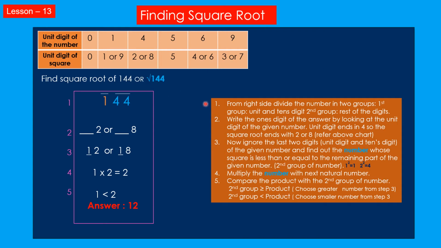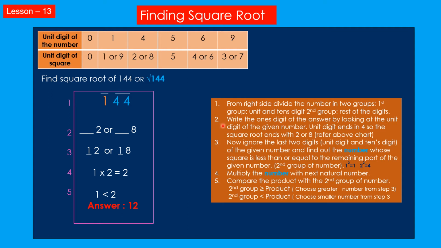Step 1. From the right side, divide the number in two groups. First group: unit and tens digit. Second group: the rest of the digits. So here the unit and tens digits are 4 and 4. That is your one group. We just put a bar on that. That is your group 1. And the rest of the digit here is only 1, and you consider that as the second group. So the first step is clear: you divide the number in two groups.